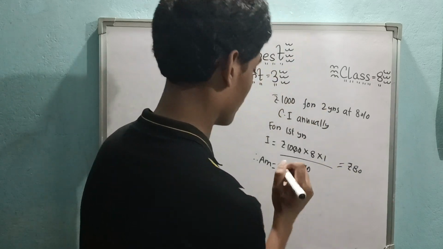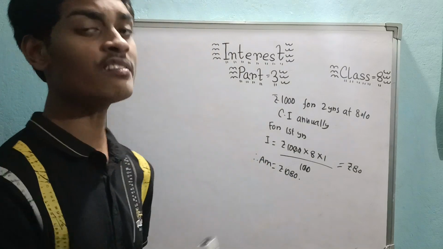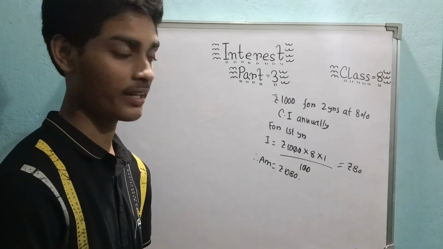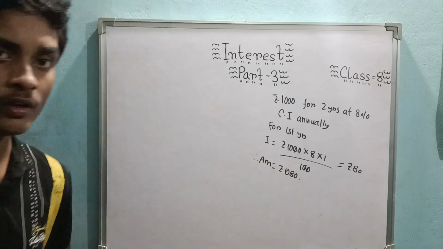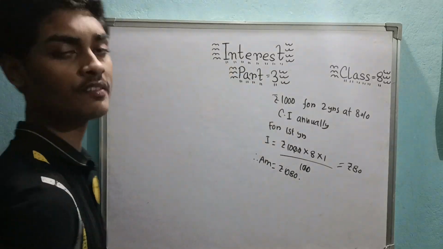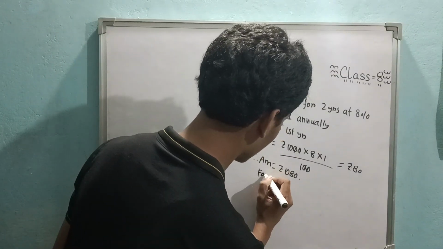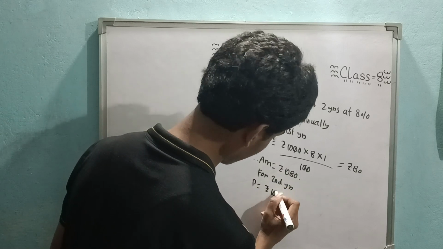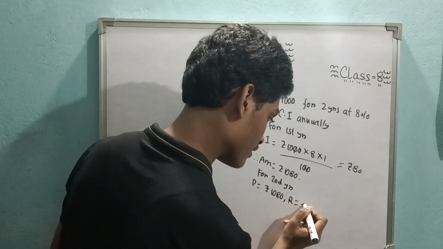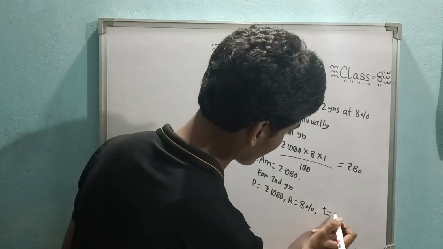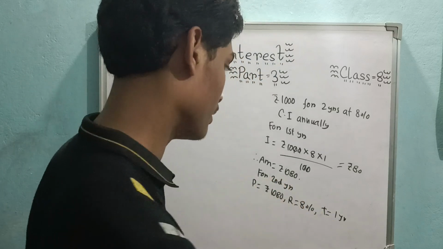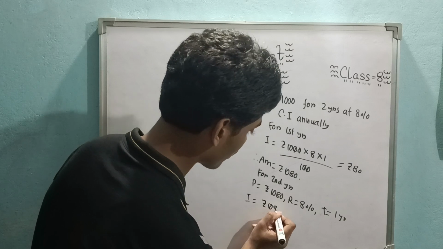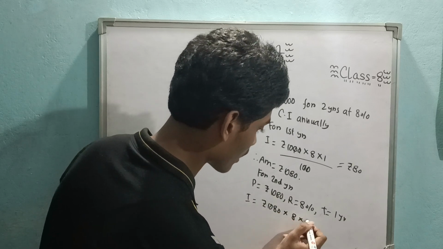Now the twist is here: the amount at the end of the first year becomes the principal for the second year. Yes, you heard that correct. When you calculate the amount for the first year, that is actually the principal for the second year. Now see, for the second year, your principal is 1080. Rate is 8%. Again, time is 1 year, because we are calculating for a single year. Here interest will again be principal into rate into time by 100.